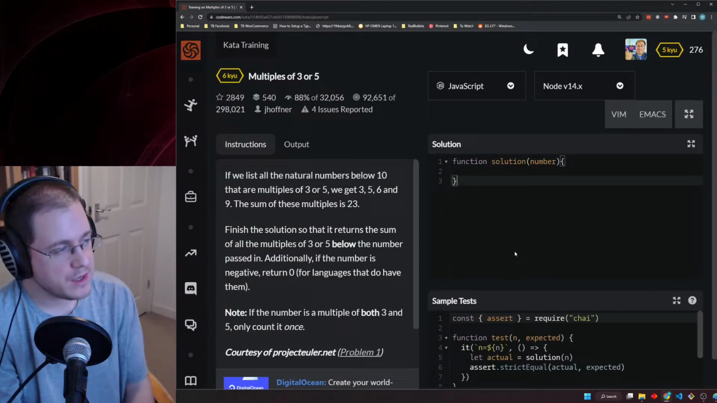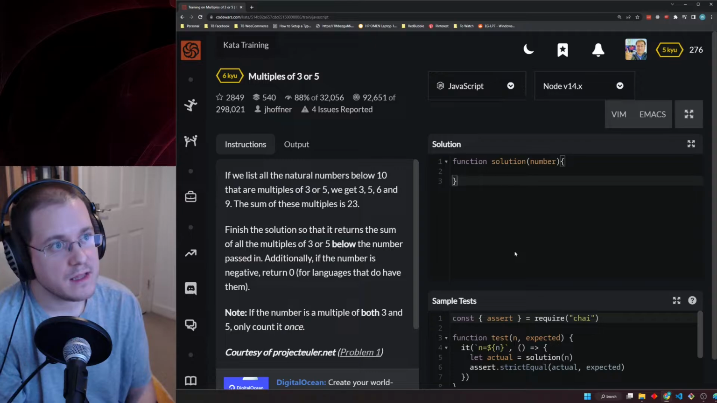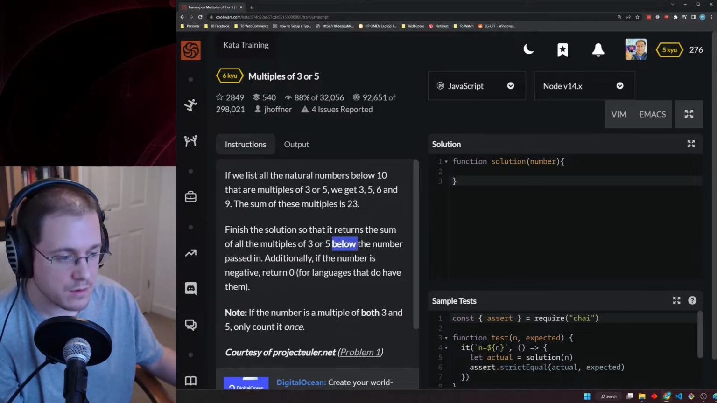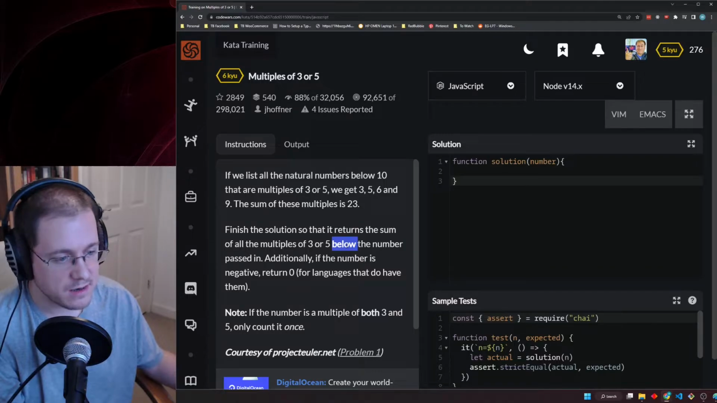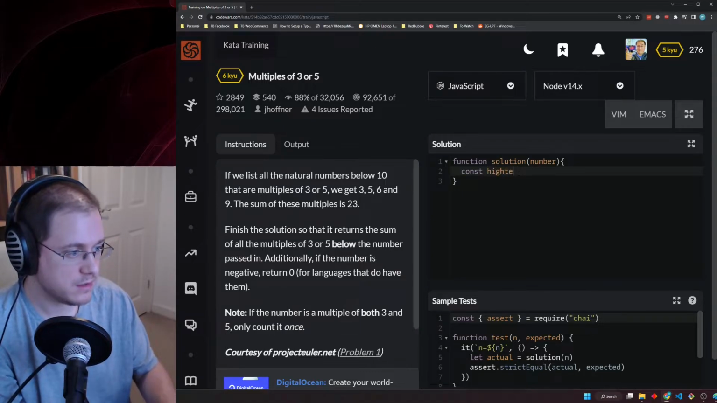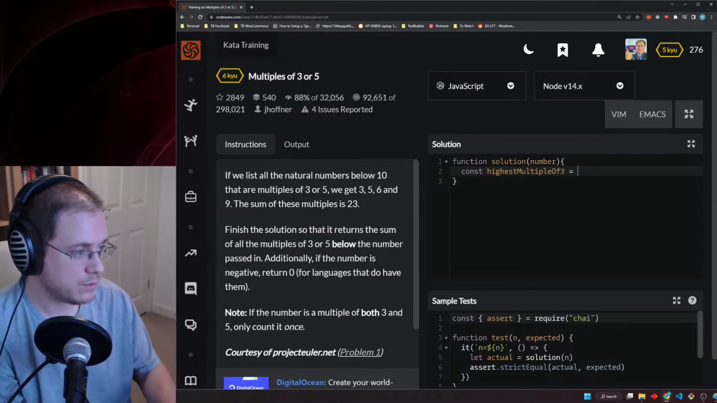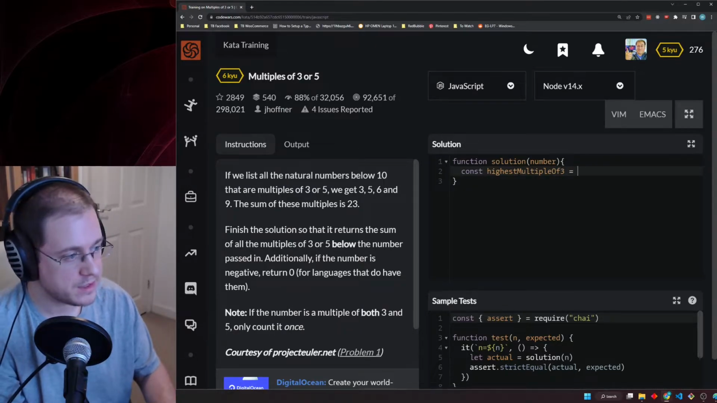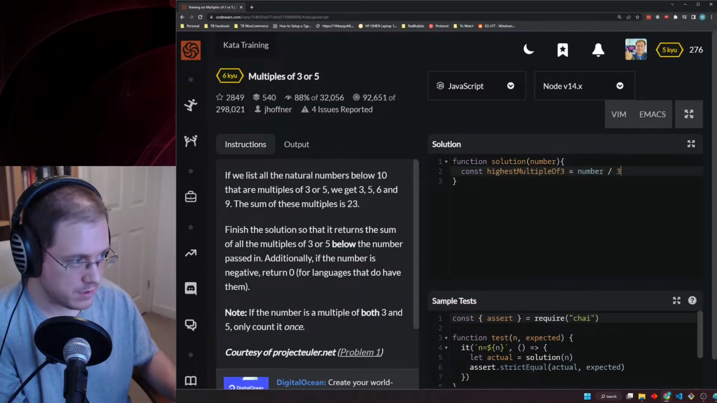So the first thing I think we're going to need to do is calculate the highest multiple that is below the number that was passed in for both 3 and 5. So const highest multiple of 3 equals, well, let's think about this. You take the number divided by 3.